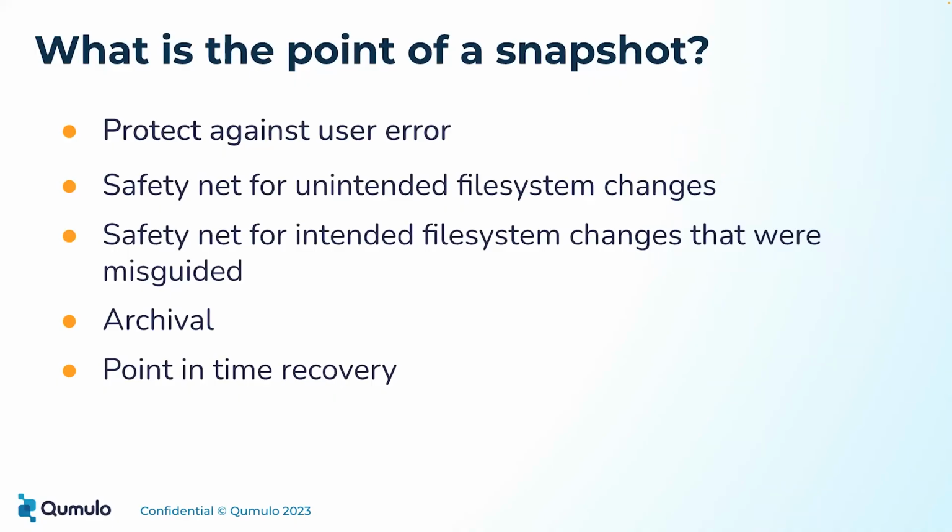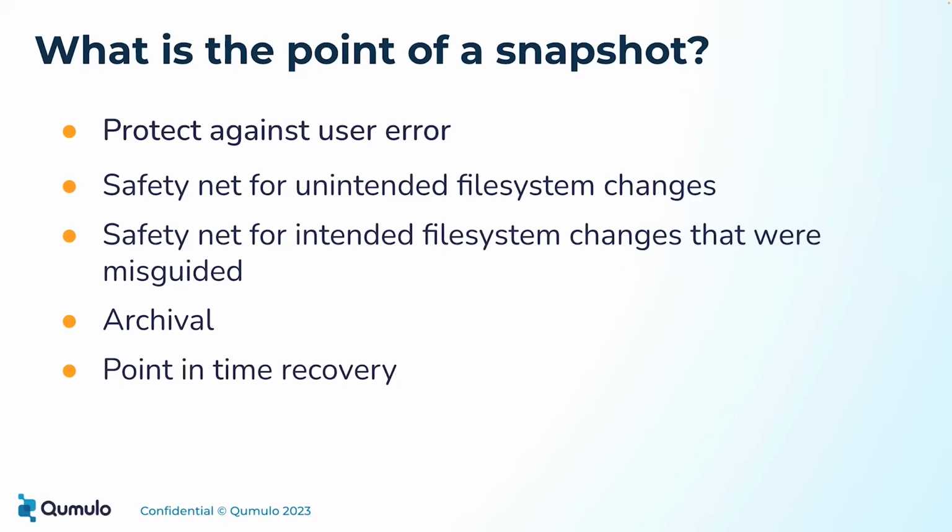So all the permissions and attributes like change time and all that other stuff is included in a snapshot. So what is the point of a snapshot? Snapshots exist primarily to protect against user error. Somebody deletes a file they didn't intend to delete. They overwrite a file. It is a safety net for unintended file system changes. You accidentally deleted an entire directory tree. Snapshots can help you bring that data back.